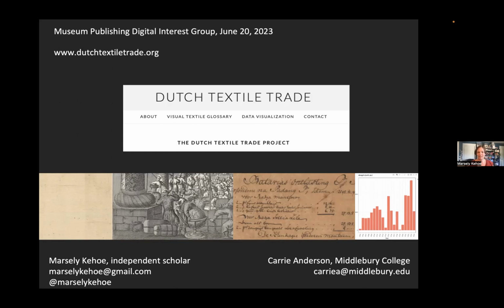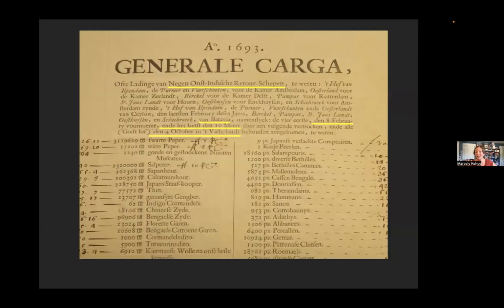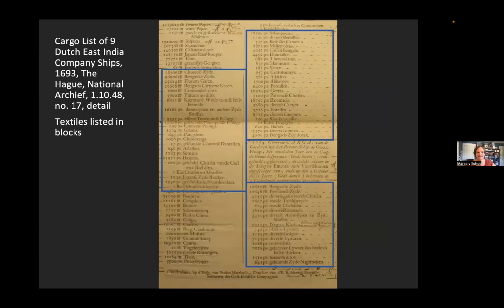The information we're drawing from is documents like this, which is a cargo list. I've got a few versions of it here. This is a general cargo list that was published as a broadsheet that says it's the contents of 9 ships that came from the East Indies, from Batavia, which is now Jakarta. It just gives the dates and then says when it arrived in the Netherlands. Of all of the items that are listed on this cargo list, everything in the blue boxes is a textile. So you can see that it's more than half of the items that are moving on these ships.